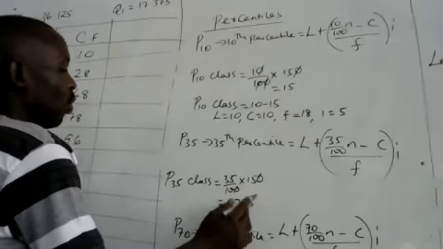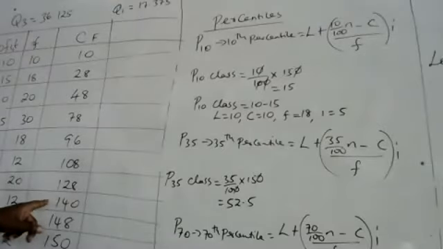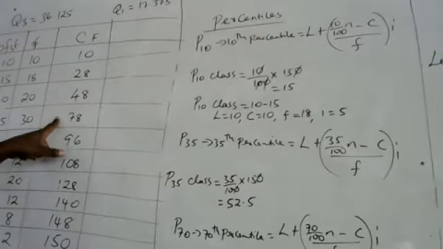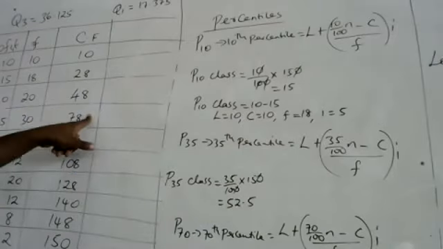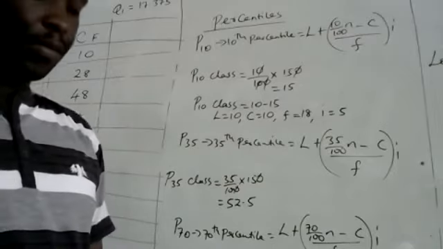So you can go to the cumulative frequency and realize that it is supposed to be here. Don't pick any number that is less than whatever you're looking for. You take the one that is slightly more. So this is our class. Then you pick the values and then you are done.